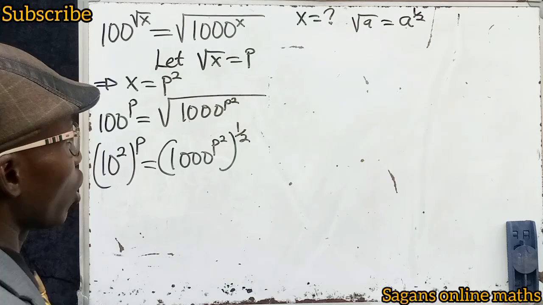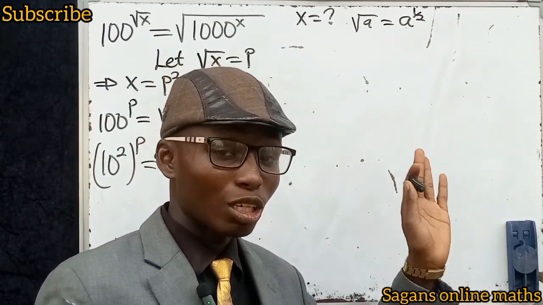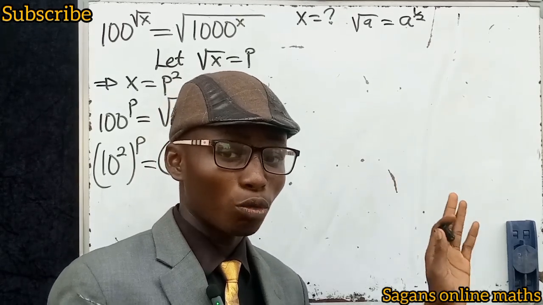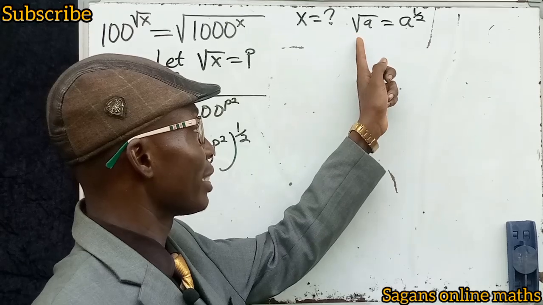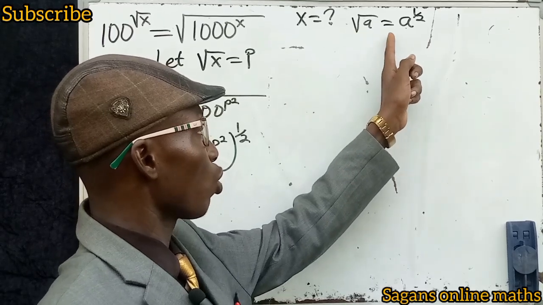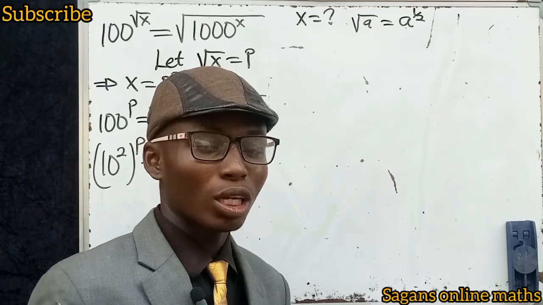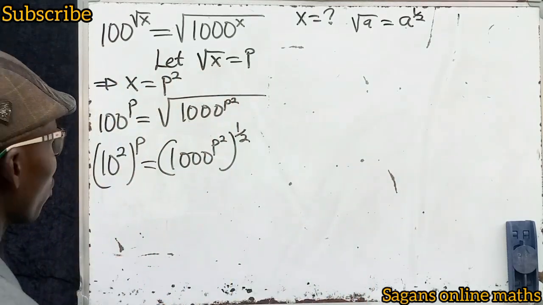The law of indices, and the rule of surds, obey this rule, most especially. The rule of surds and the properties of indices obey this rule: that square root of a is equal to a to the power of 1 over 2. It is very, very important, most especially the law of indices. Now from here, what are we going to do?